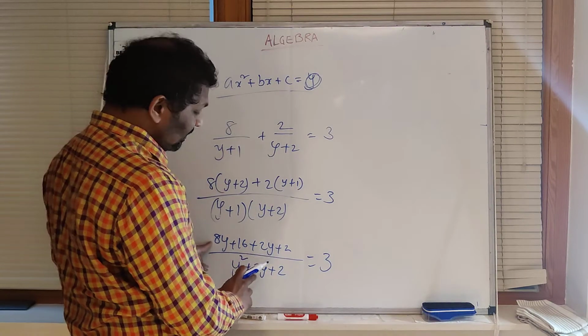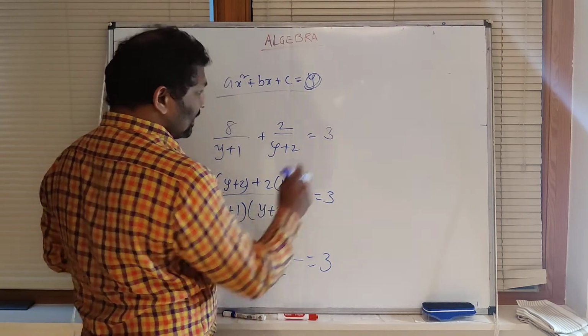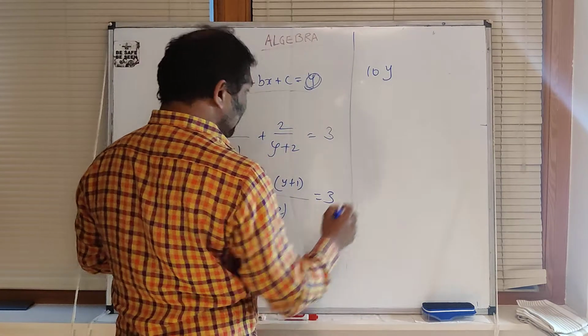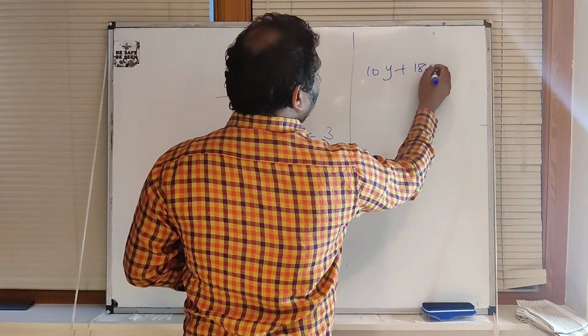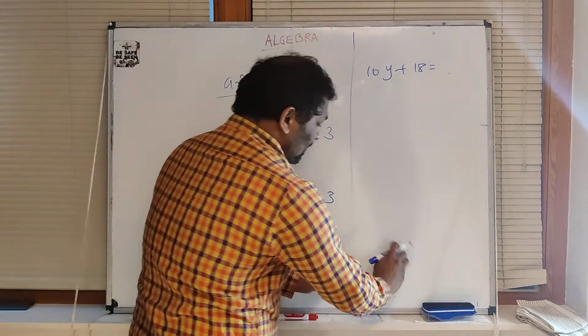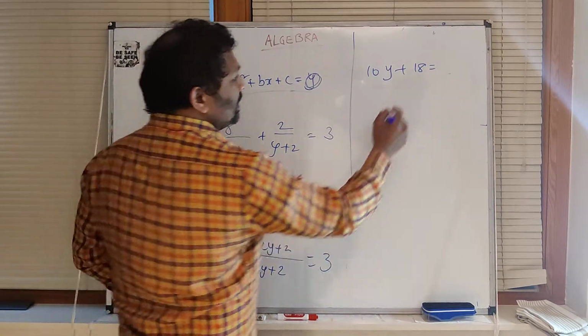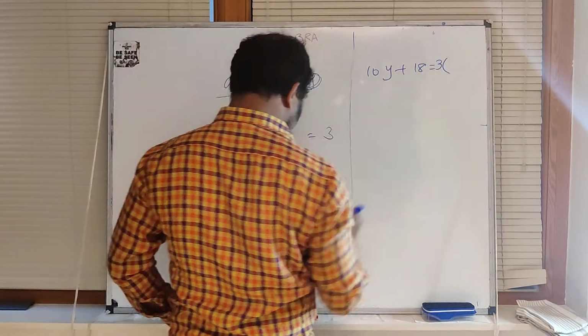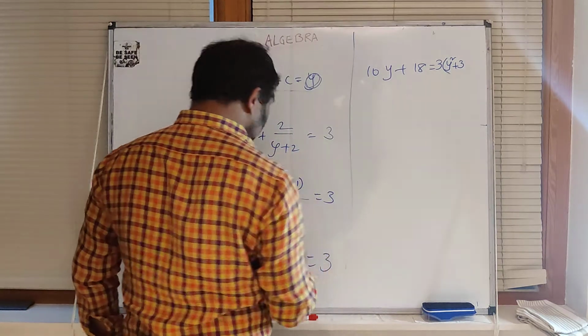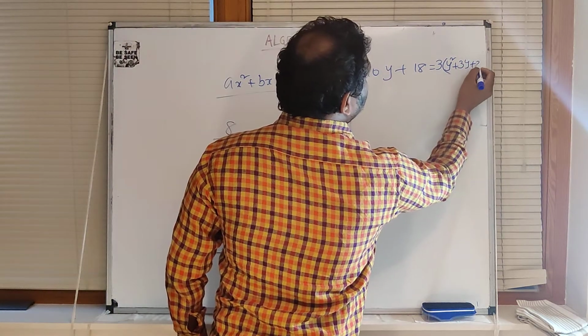Okay, so when you simplify this one, what do you get? 10y plus 18. This thing you can take to the right side. It becomes 3 into y square plus 3y plus 2.